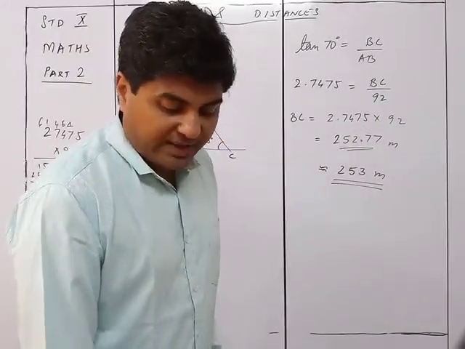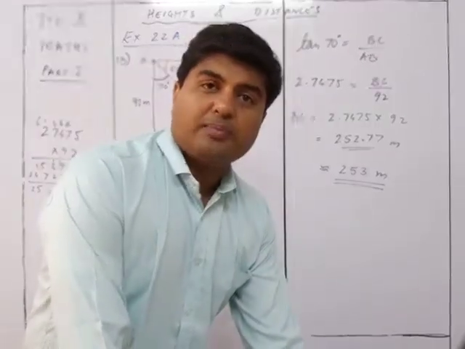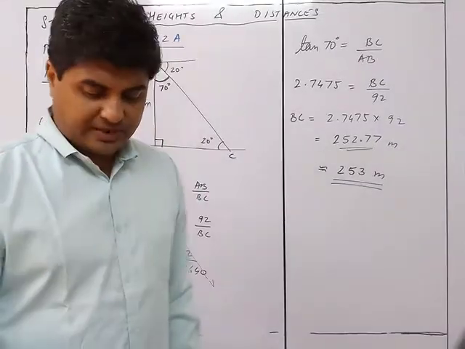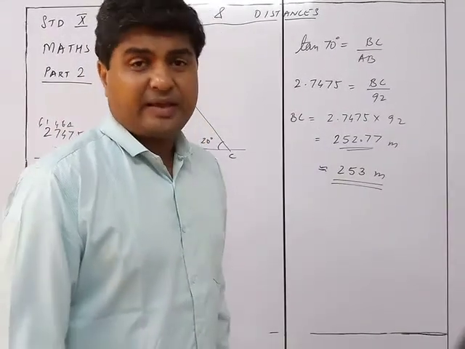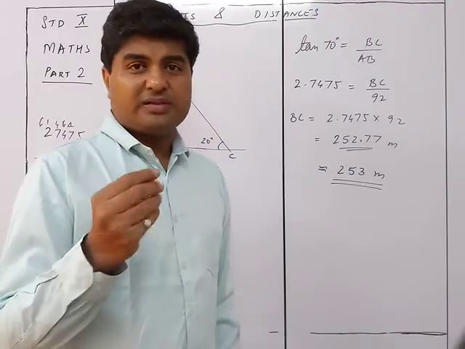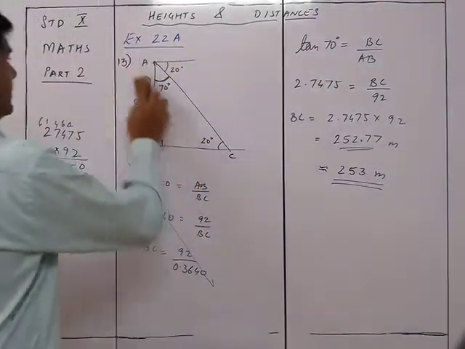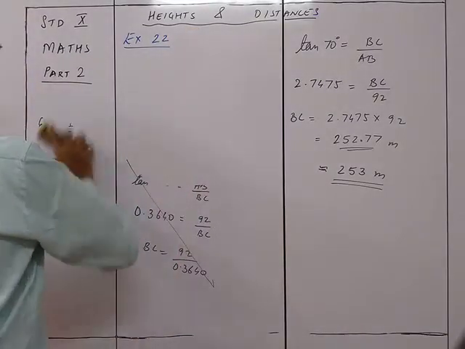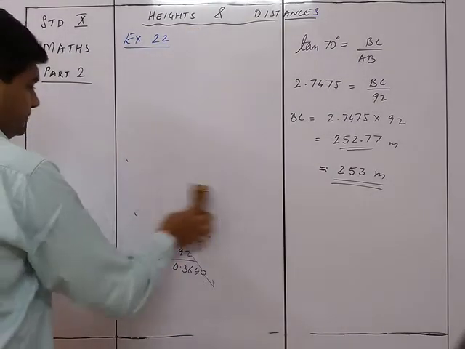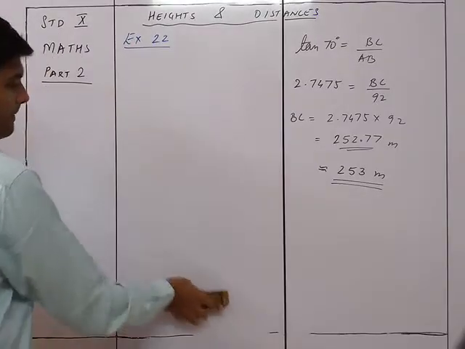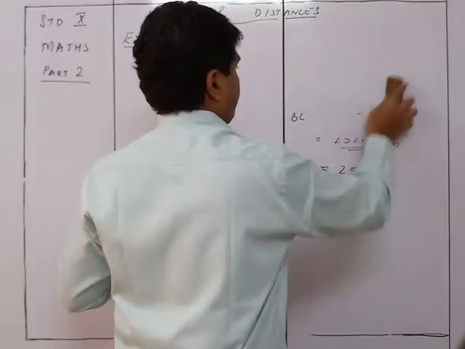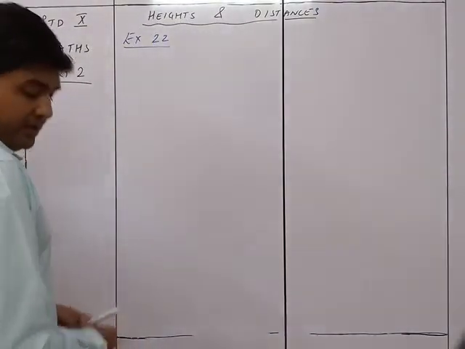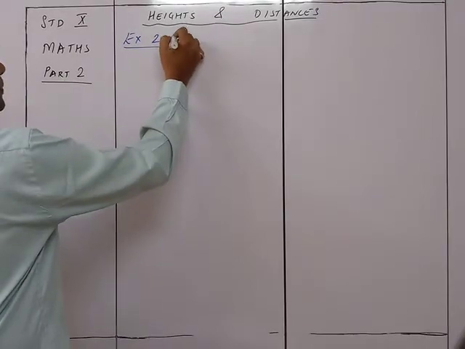Now we move on to the next exercise, wherein you will be having some complications, but the method remains the same. It is going to be the same kind of thing, but only thing is that it will be slightly more complicated. The figures will be complicated, and accordingly we'll do this. So that will be in exercise 22B now. So we have this exercise 22B.